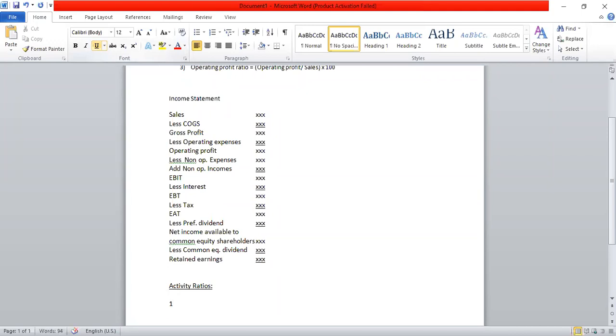Under activity ratios, the first one, I will mention it here. What is the inventory turnover ratio? I hope you are able to see the word file.